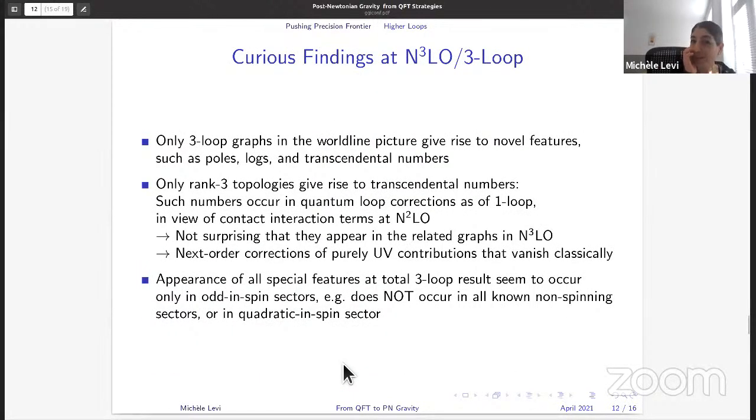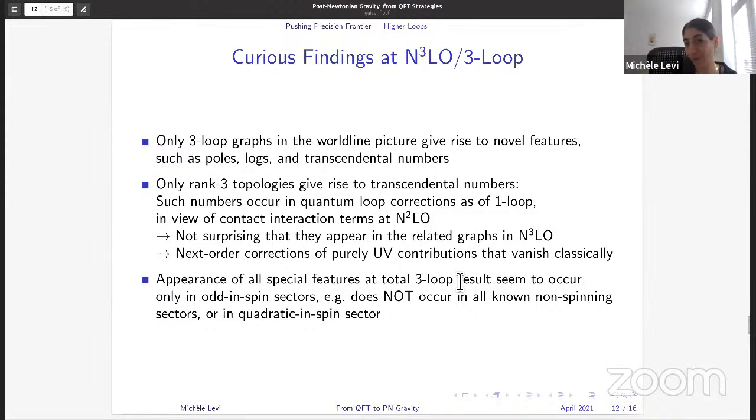So what are the curious findings that we find at 3-loop, which are uniquely related to the high loop level? First of all, as I alluded to before, only 3-loop graphs in the worldline picture give rise to novel features: pairs, logs, and transcendental numbers. Only the rank 3 topologies, characterized by using the quantum 2-point picture, which are a subset of 3-loop graphs, give rise to transcendental numbers.